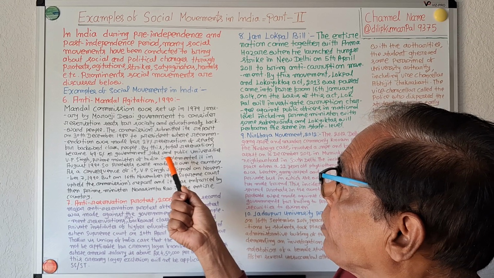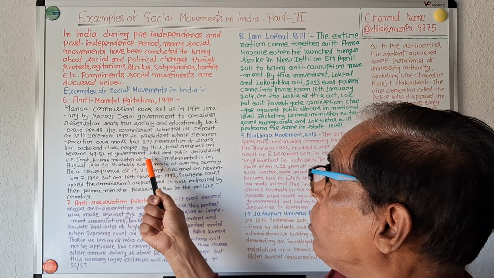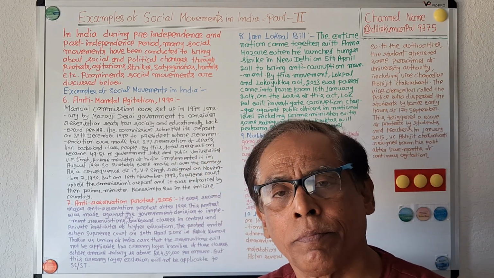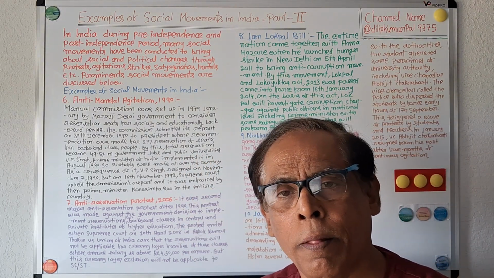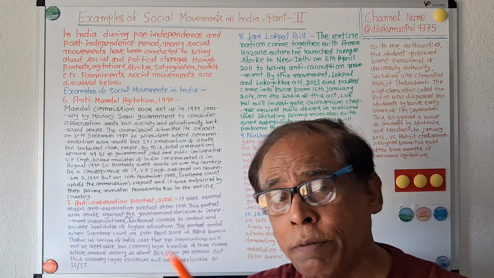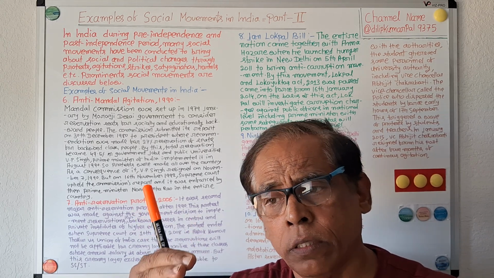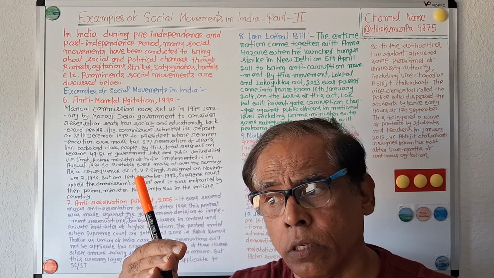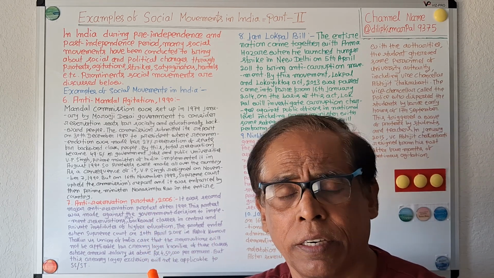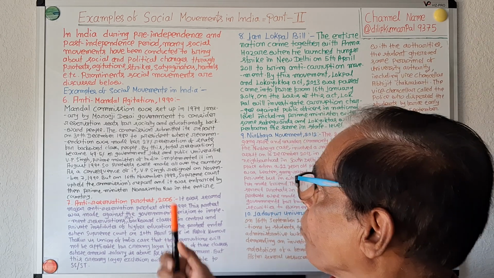By this, the total reservation became 49.5% in government jobs and public universities. If 27% reservation is made for socially and educationally backward people, then the total reservation will be 49.5, because previously for SC/ST there was 22.5. So 22.5 plus 27 became 49.5% reservation.